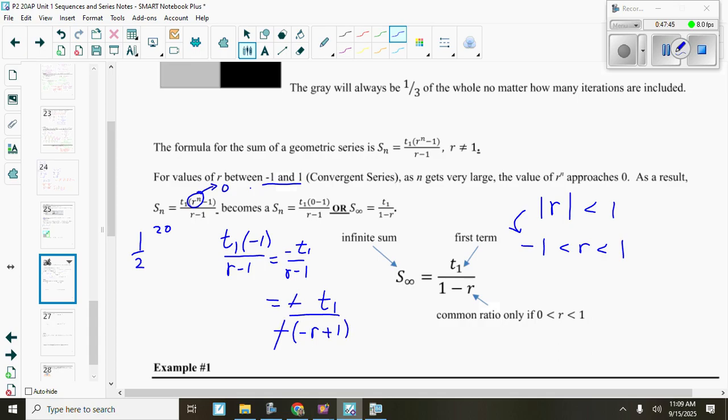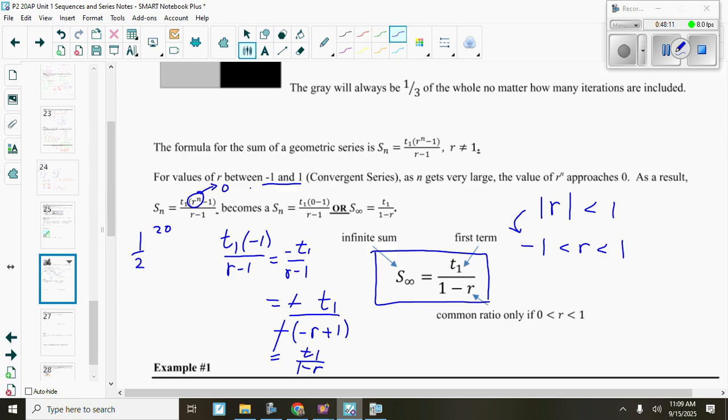Okay, our negatives would cancel with each other, and then we would just rewrite this as T1 over 1 minus R, because negative R plus 1 looks weird, so we just rearrange those. So that's what this is. This is our beautiful new formula that we can use. Look how simple that is. We just take the first term and divide it by 1 minus the common ratio. So we can use this.